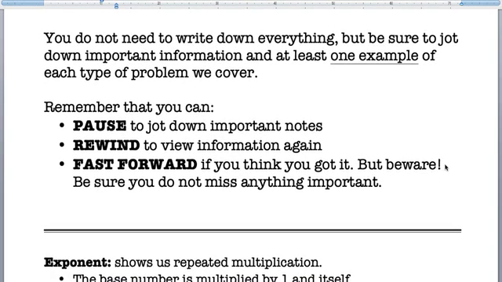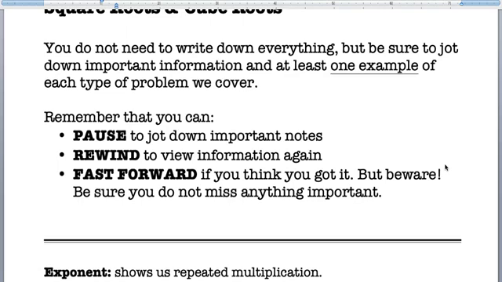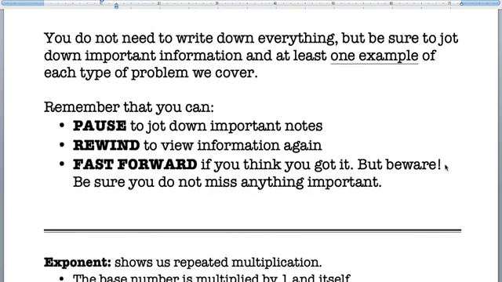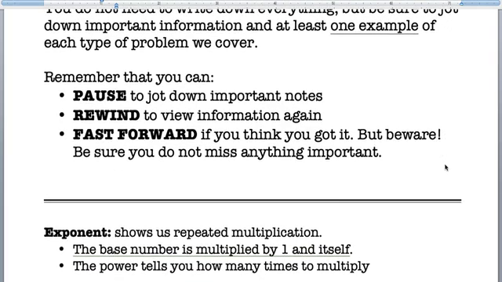An exponent. You might want to write this down as an important vocabulary word, bold it, highlight it. An exponent shows us repeated multiplication. An exponent is made up of a base number, and it's also made up of a power, the smaller number above it. The base number is multiplied by 1 and itself. So it's very important you include that it's multiplied by 1 as well, and we'll explain that later. The power, the little number on the top right-hand corner of it, tells you how many times you're going to multiply the base number by 1 and itself.